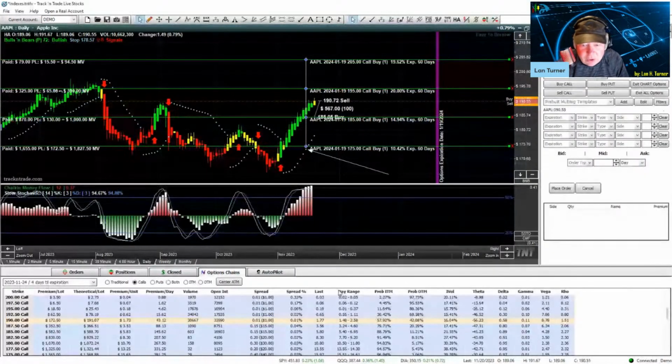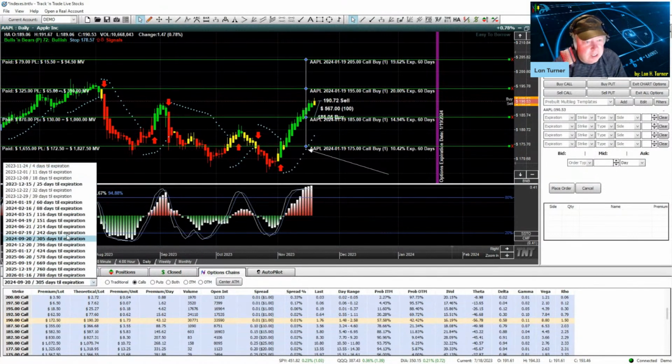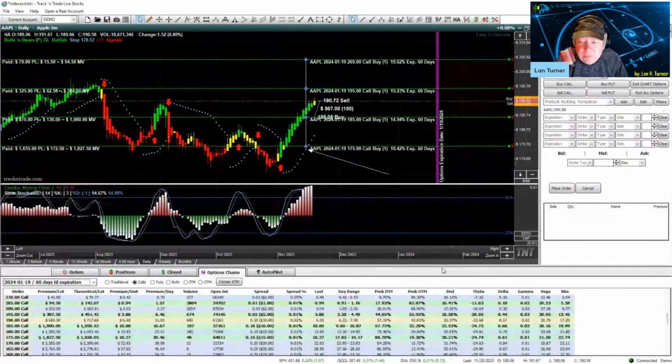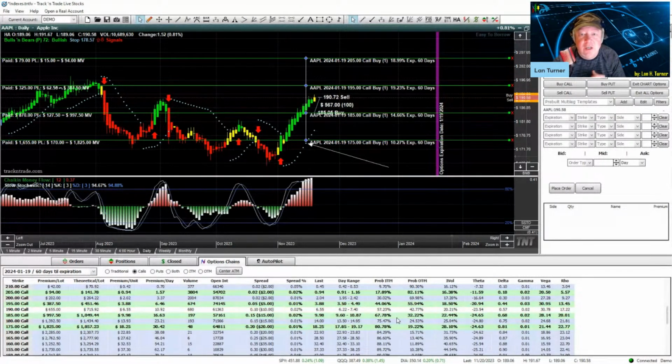Okay, here we are. So I want to teach you about the probabilities of an option. So let's go back out here to our 60-day calls, and I want to show you the probabilities of being in the money and out of the money. So see this table right here? Probabilities of being in the money. That's a really cool table. It tells you what the probabilities are that this thing is going to be in the money at expiration.